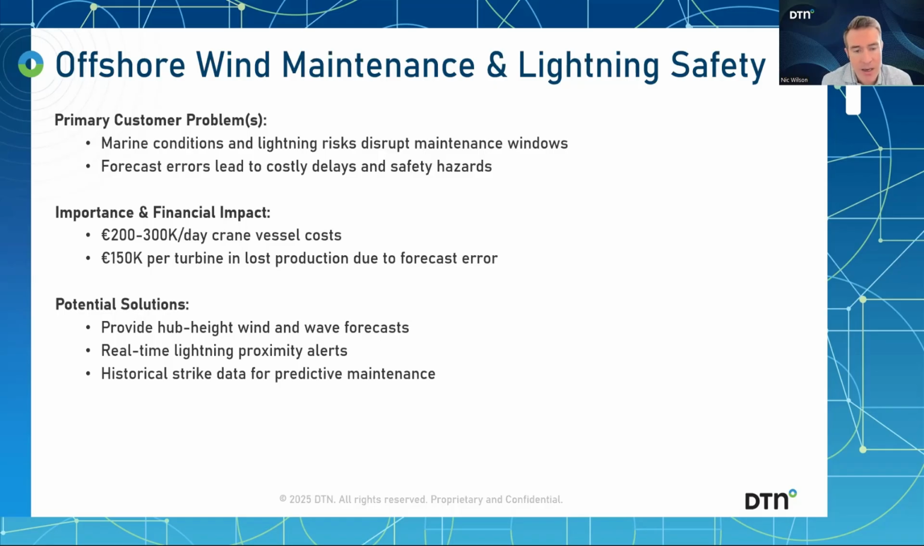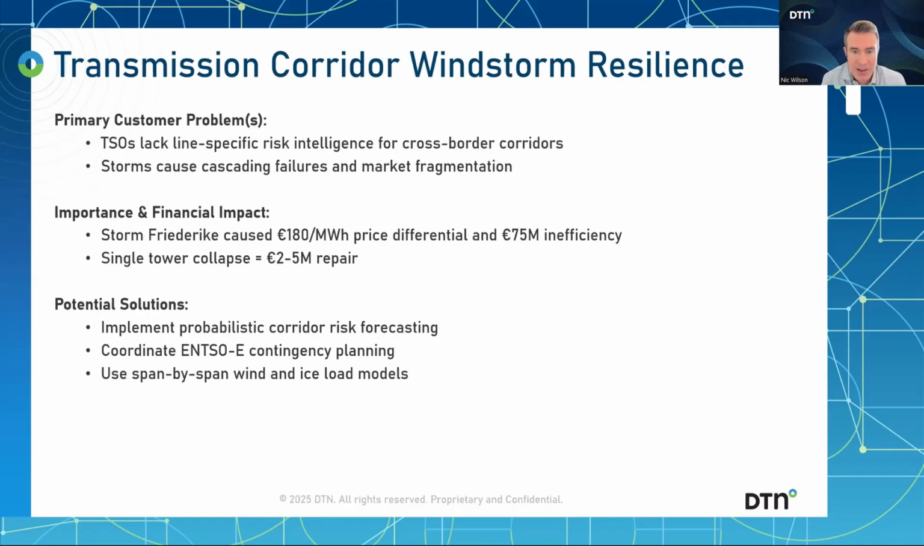If we go to the next slide here, we've talked about local assets like turbines, substations, distribution grids, but there's one more layer that's uniquely critical to Europe, and that's transmission corridors. This is Europe's grid backbone, and when one of these corridors fail, electricity markets fracture. So let me give you an example.